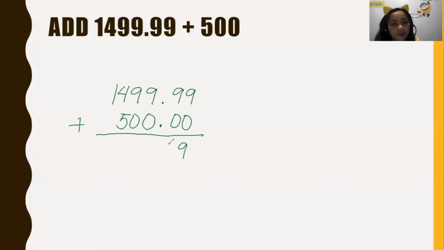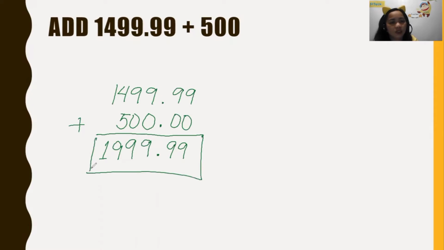So, we have 9 plus 0 is 9. 9 plus 0 is 9. 4 plus 5 is also 9. Then bring down 1. Therefore, the answer is 1,999 and 99 hundredths. This is the answer. Again, pag whole number ang i-add natin sa decimal numbers, we just add decimal point and a placeholder para hindi kayo nalilito.